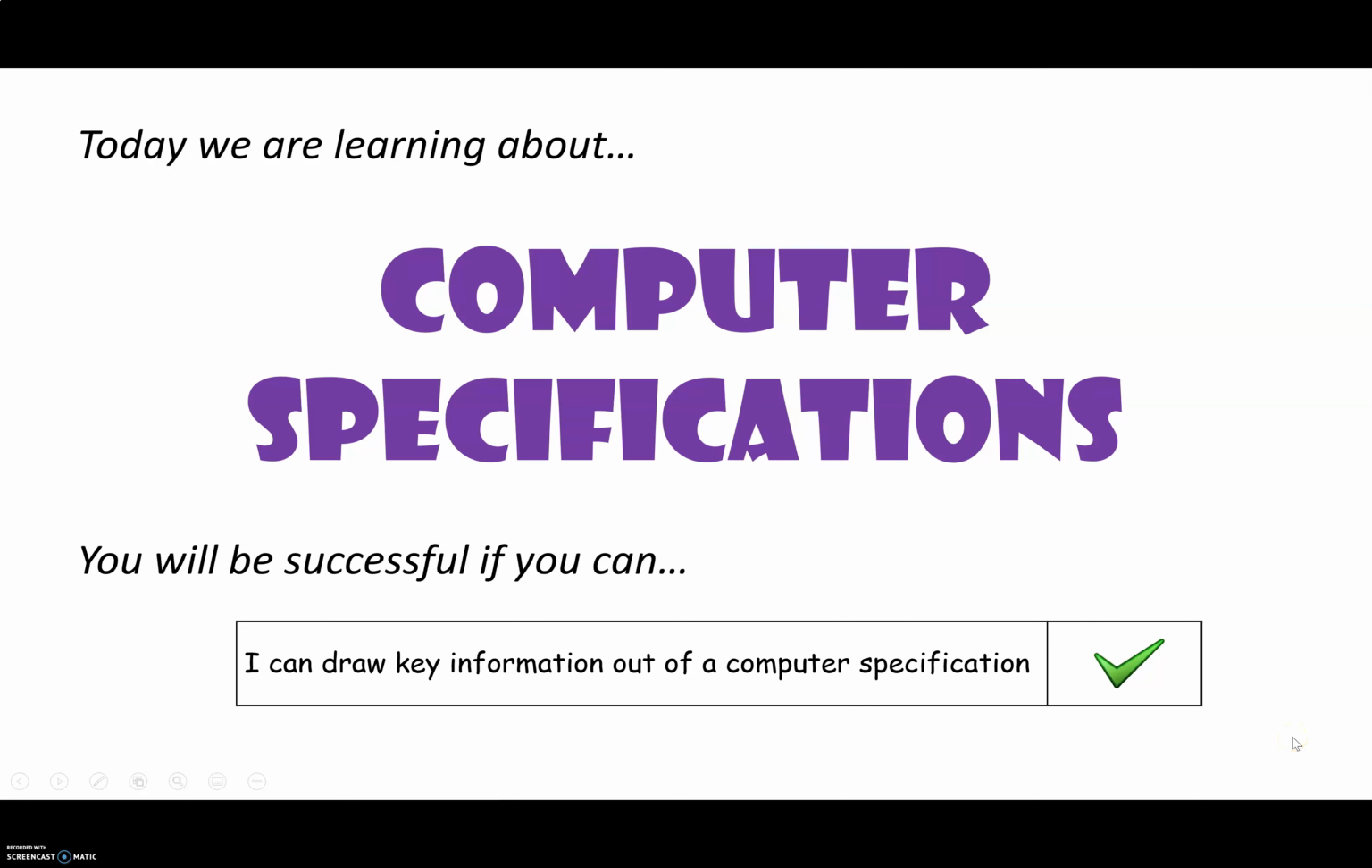Hi everyone, today we're going to be looking at computer specifications, and you'll be successful in your learning if you can draw out key information from a computer specification that you've been given. Today what we're going to do is look at 3 different computing adverts and use that to draw our information from. So let's start off with a wee practice starter.